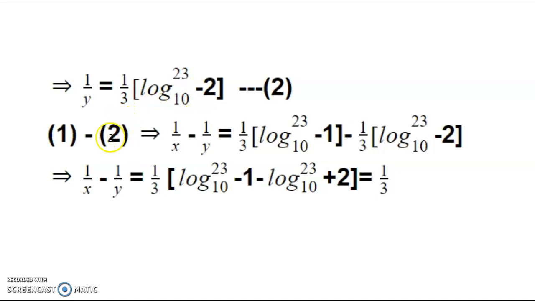By subtracting the second equation from the first equation, we get 1 by x minus 1 by y is equal to 1 by 3 into log of 23 base 10 minus 1, minus 1 by 3 into log of 23 base 10 minus 2. Taking 1 by 3 as common, we will get log of 23 base 10 minus 1 minus log of 23 base 10, and the double minus becomes plus 2. So here log of 23 base 10 and log of 23 base 10 will be cancelled. Minus 1 plus 2 becomes 1. So 1 into 1 by 3 is 1 by 3.